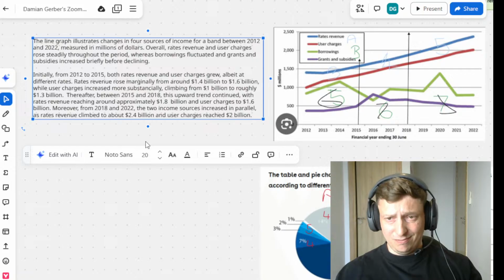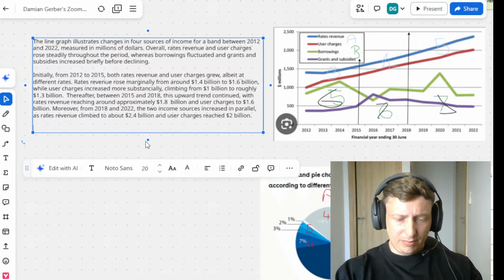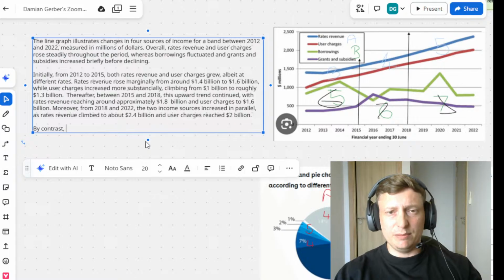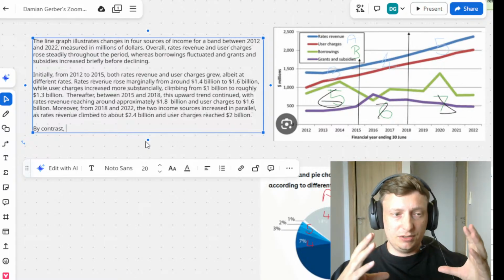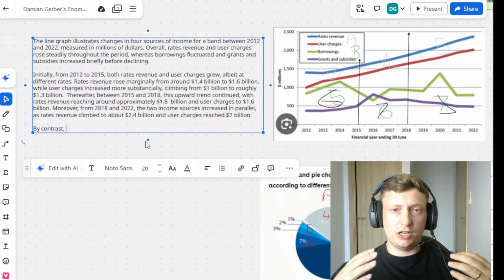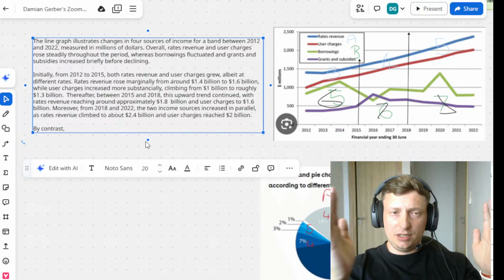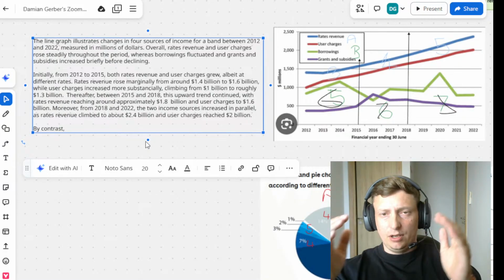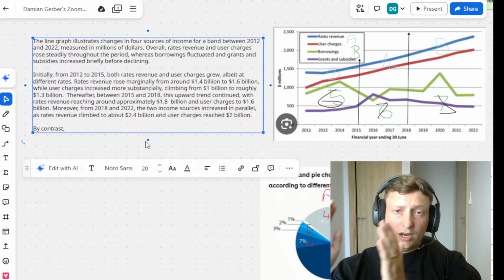So now we're going to do a contrasting paragraph. So let's start with by contrast, and we can just explain the same time period. The reason why we want to use the same time period is we're following a logical structure here. We started from the beginning, we explained two pieces of data in three logical orders, beginning, middle, and end, and now we're going to compare the same pieces of data over the same time period.